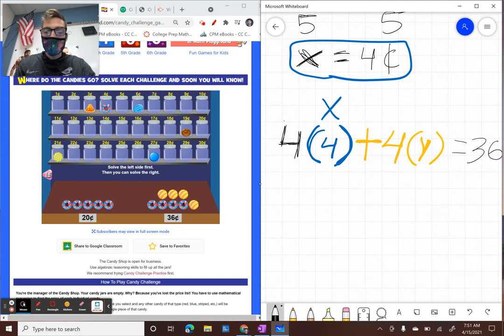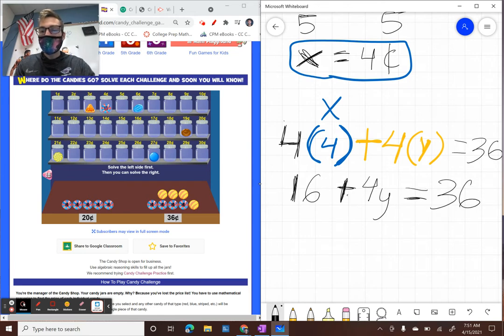All right, so now let's go ahead and solve. So 4 times 4, that gives me 16. And then we still have our 4 times Y over here. Because we don't know what the cost of those yellow candies is. That's what we're trying to figure out. So then we've got 16 here. And we want to get 4Y by itself. So we're going to subtract 16 from both sides.